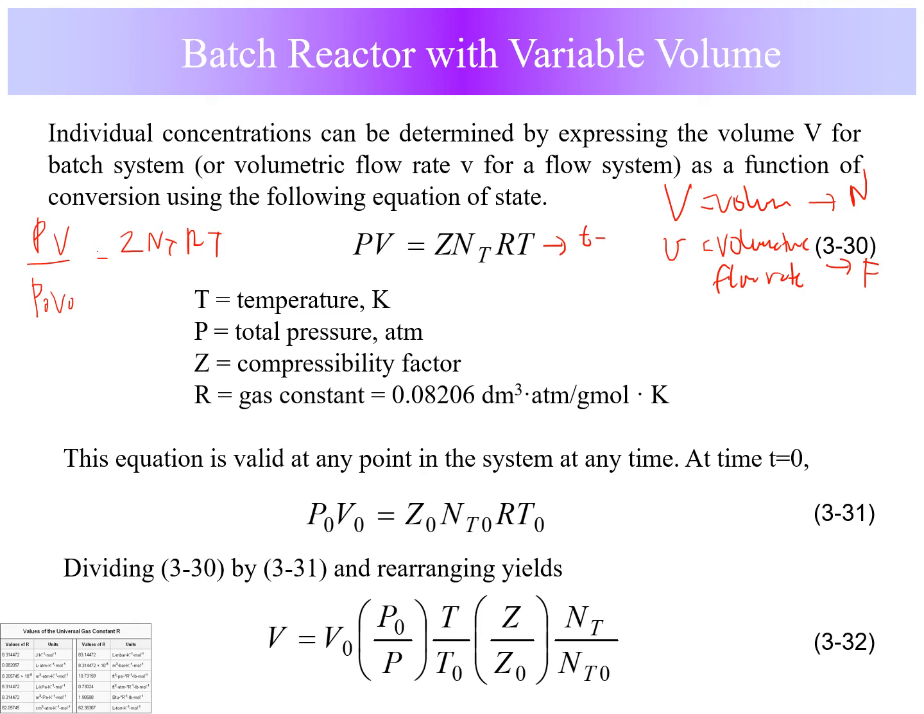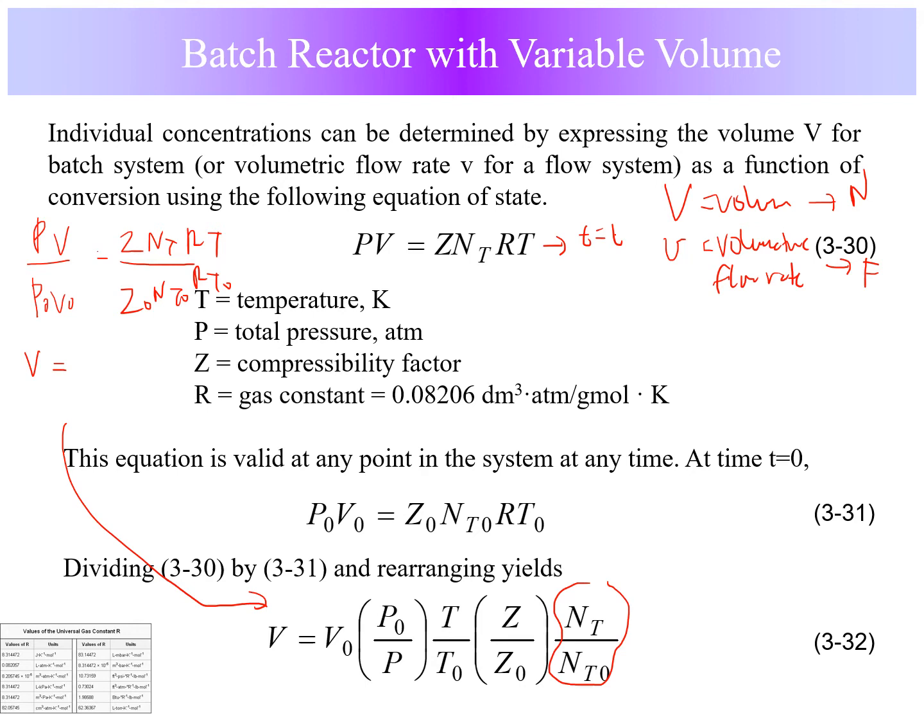Right, so over with the Z naught N T naught R T naught. Okay, so you arrange it to make it as V at the left side. So V is equal to this one. Okay, so now what I'm going to explain to you is how we want to simplify the N T over N T naught. Okay, so remember, this is for variable volume.